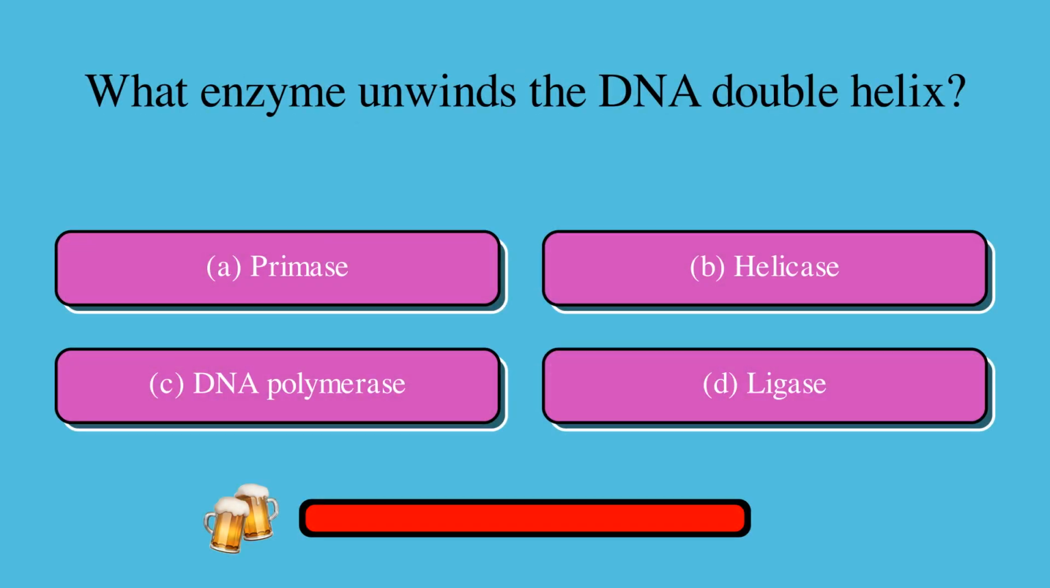What enzyme unwinds the DNA double helix? Is it A, primase, B, helicase, C, DNA polymerase, or D, ligase? The correct answer is B, helicase.